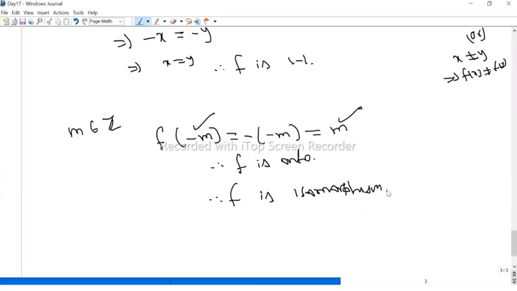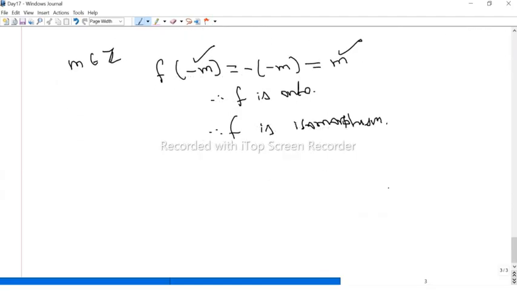Anyway, these are all conditions you have to check. If it's both one-one and onto under the homomorphism, then we say it's an isomorphism. Now the next definition, the kernel of a homomorphism. So this is very important.